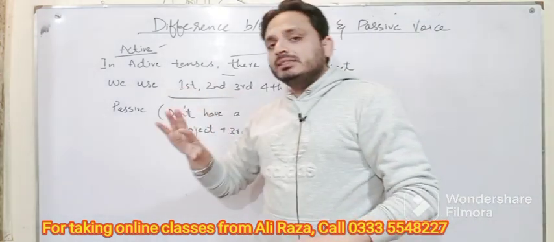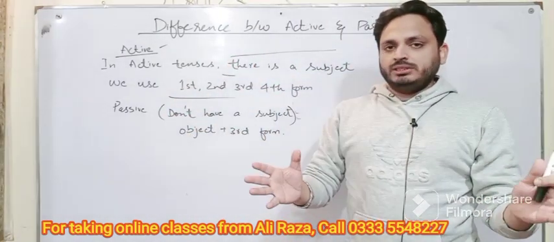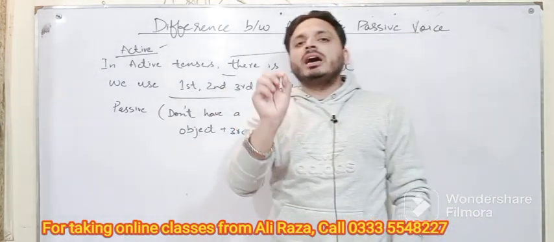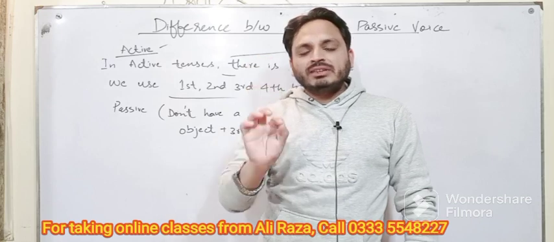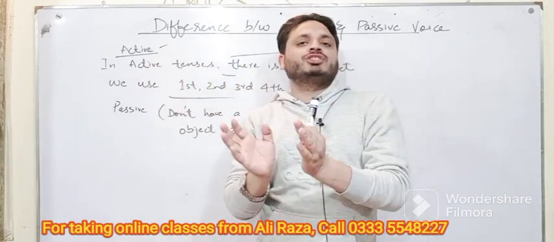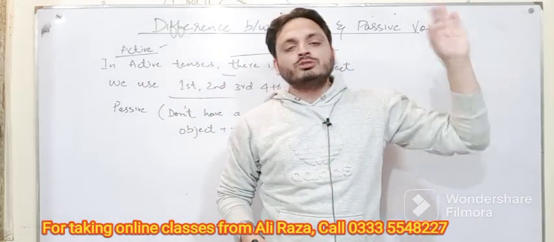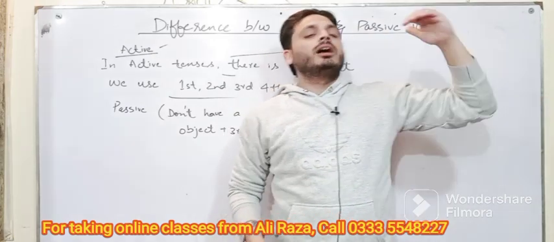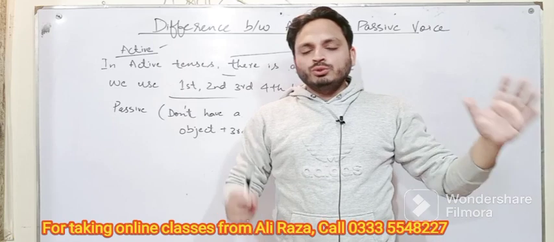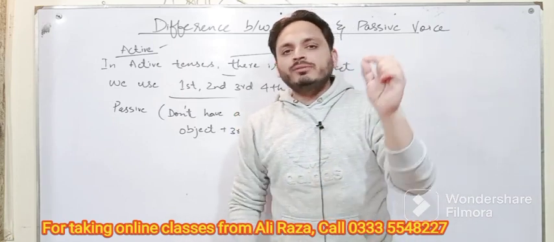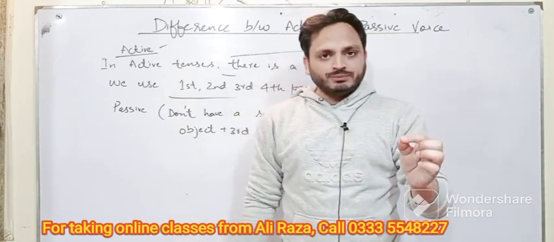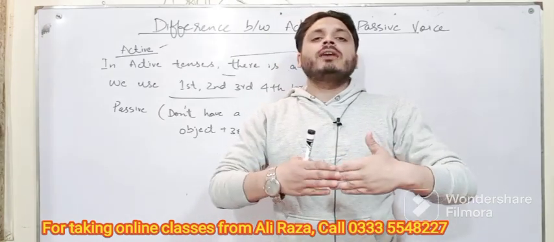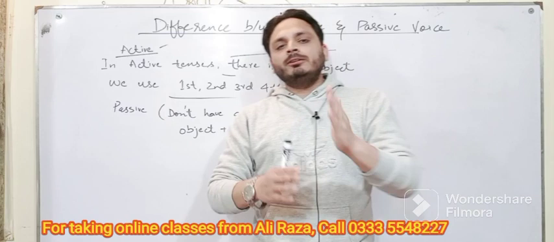Now if we just get into structure, we come to know that in active tenses we always have a subject which performs the action. For example, Ali writes a letter. So who writes the letter? Ali. I help my friend. Who helps? I. So you can see in active tenses you will always have a subject, but in passive tenses you will not have your subject. The action will be done on the object.